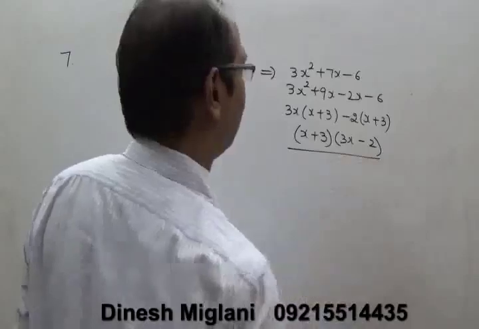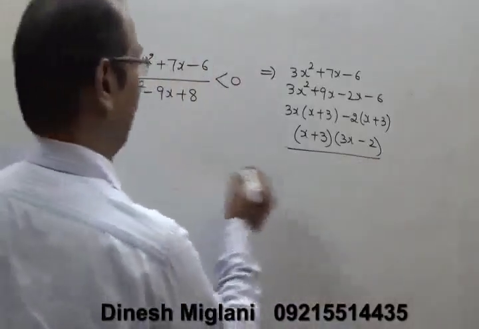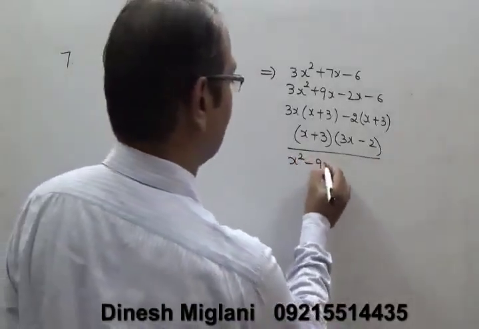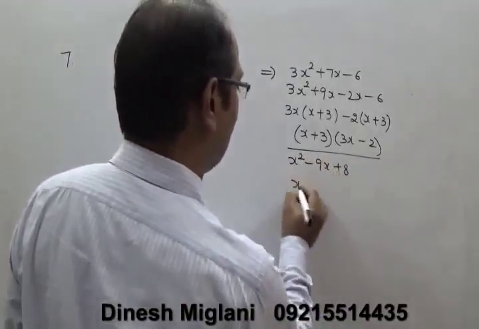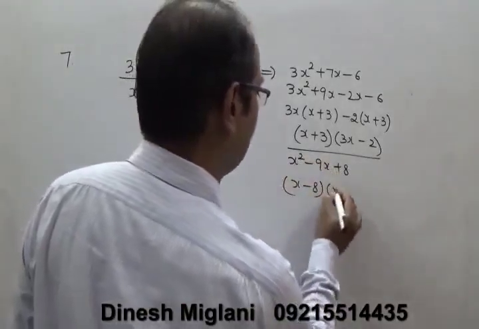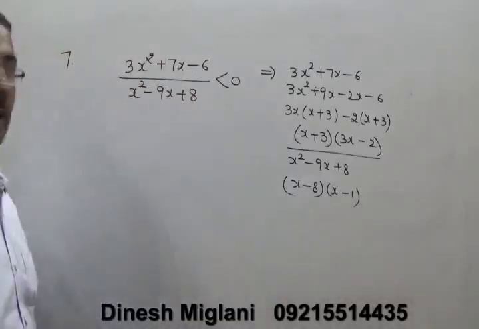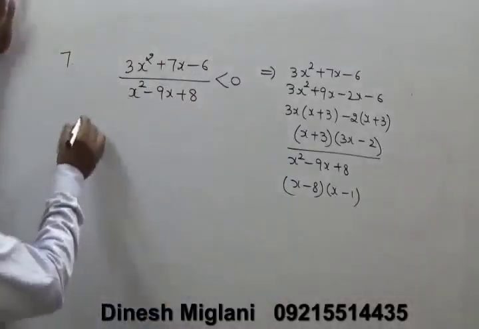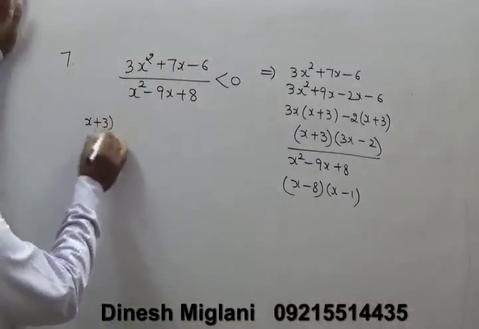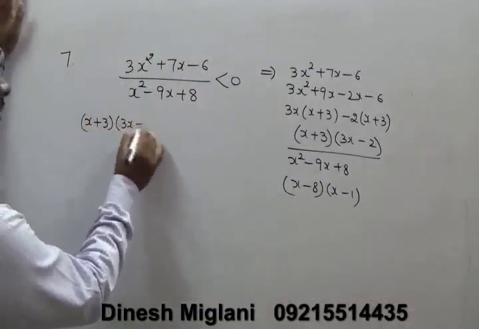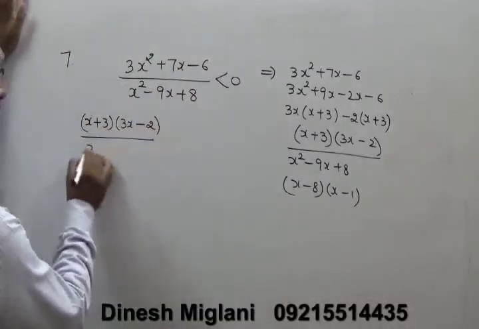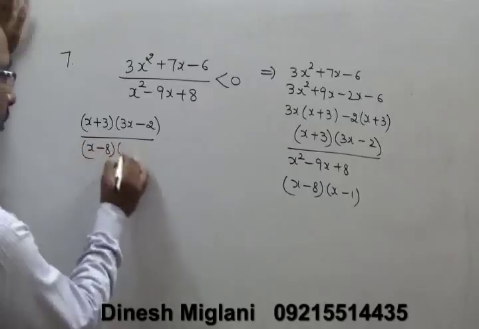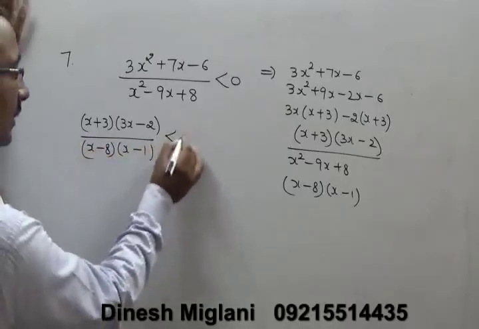So the first factor is this one. Similarly, I can make it for x² − 9x + 8. So I make it as (x − 8) into (x − 1), right? So those factors I have made. Now I can put all these values here. So I make it as (x + 3)(3x − 2) upon (x − 8)(x − 1). This is less than 0.